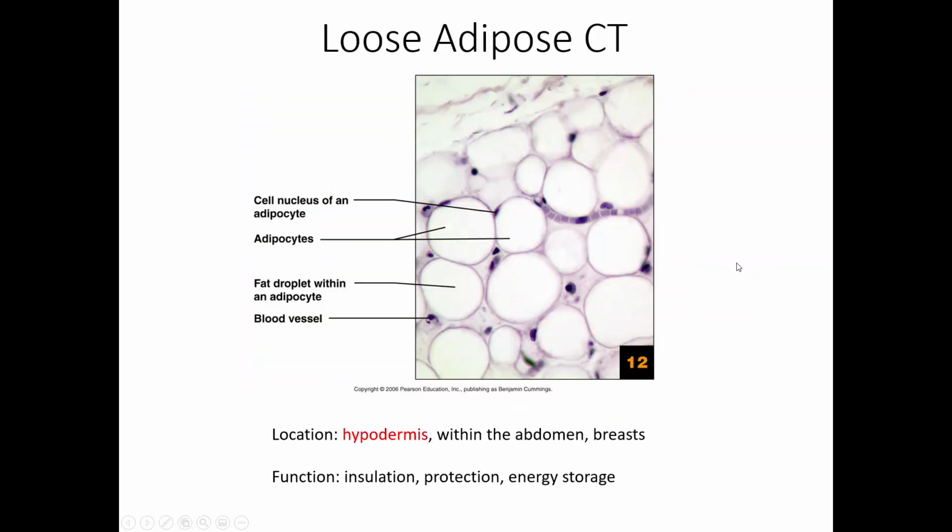Now, loose adipose connective tissue. This is your fat. Your adipocytes are your fat cells. Notice how nice and round these are. Each one of these has a little dot. That is the nucleus itself. So this is a complete cell. The white part is the fat droplet within the adipocyte itself.